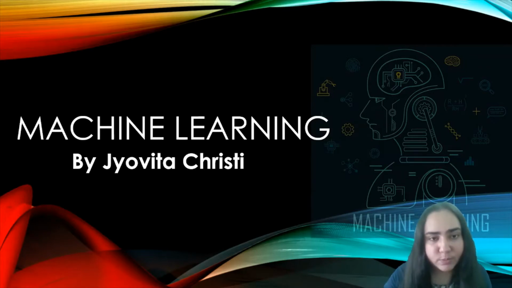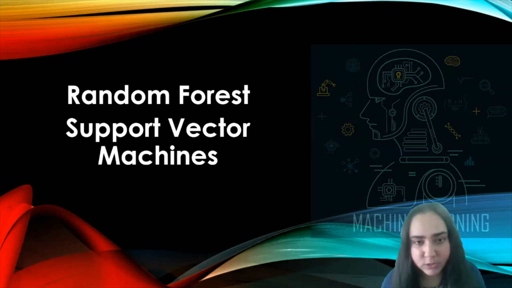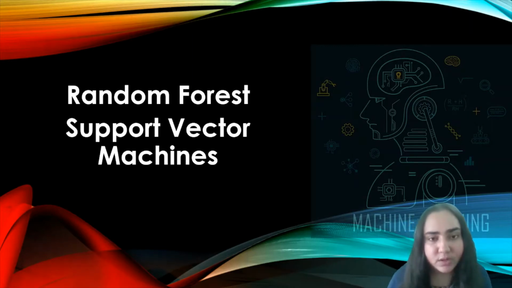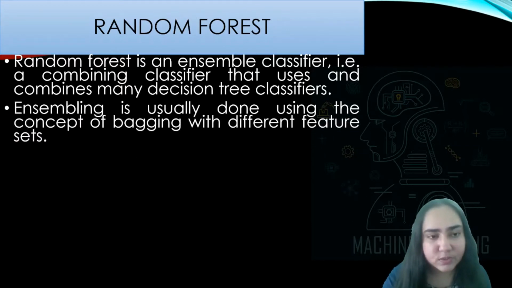In this video, we are going to talk about random forests and support vector machines, which are both classification methods in supervised machine learning. So let's begin with random forest. The random forest classifier is an ensemble classifier which combines many decision trees. We already saw decision trees in the previous video, and random forest is nothing but a combination of decision trees.